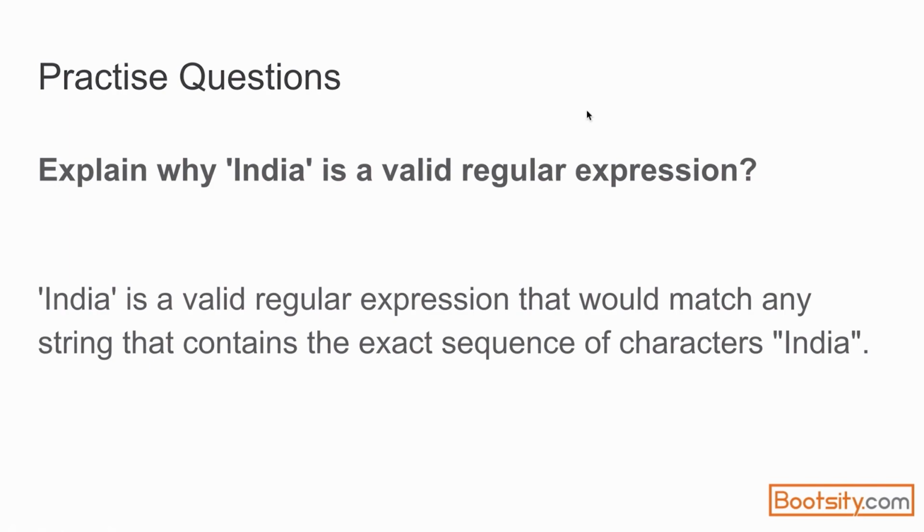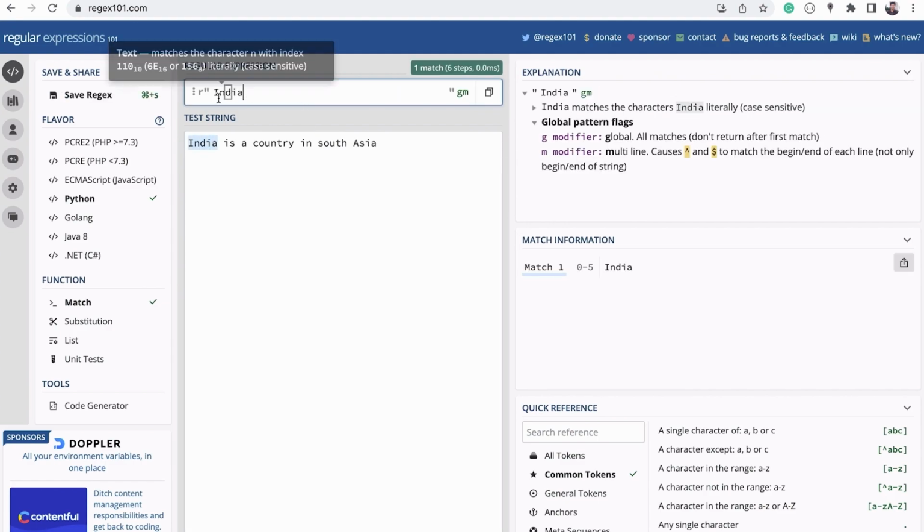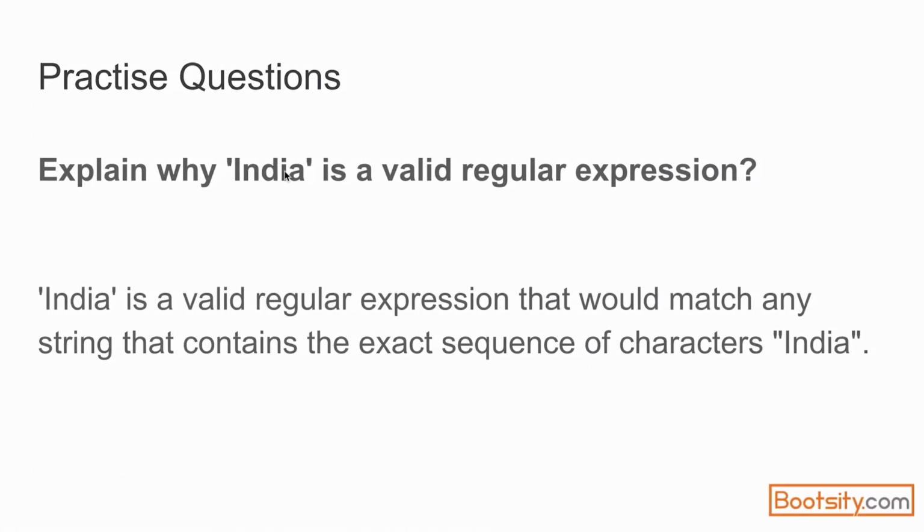The first practice question that we came across in this series was: explain why India is a valid regular expression. India is a valid regular expression that would match any string that contains the exact sequence of characters India. Let's see one example. Over here we have regex101 where we were practicing different regular expressions. Here is a sentence, India is a country in South Asia. Let's say I am writing India. What it is doing is matching the exact pattern for India. So it's a valid regular expression.